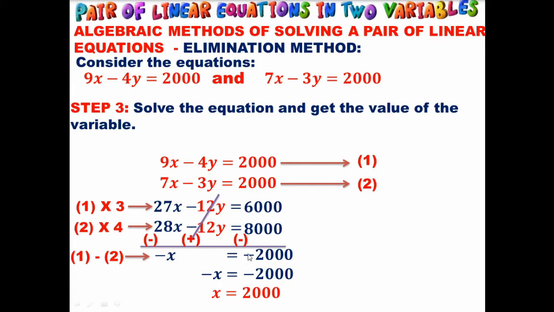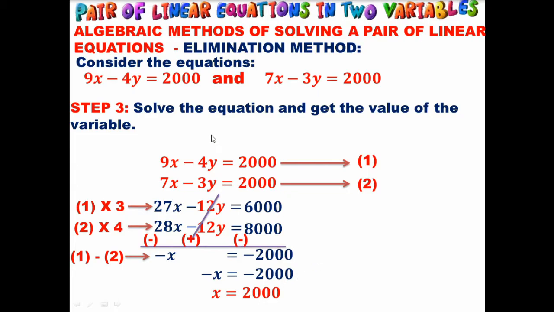Up to step 3, what I have done: I have chosen a variable which I am going to eliminate. Comparing the coefficients of that variable, I found that I have to multiply the first equation by 3 and the second equation by 4, so that the coefficient of that variable y becomes numerically equal. And as the coefficients are of the same sign, I decided to subtract the equations, and when I subtract the equations, this variable y gets eliminated and I have got an equation in x, and when I simplify that, I get the value of x.